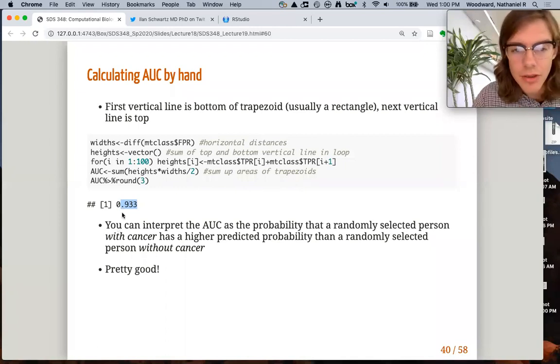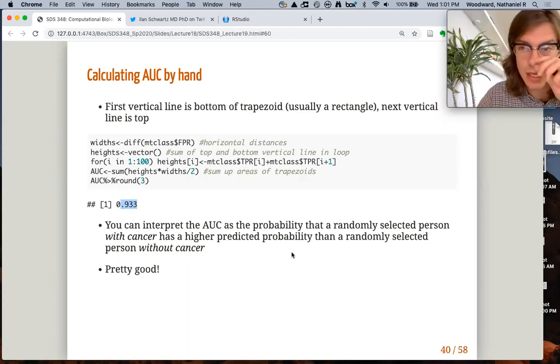So when you get the area under the curve, I'm going to show y'all cutoffs, like this is a common cutoff for a good one or a bad one, right? And they're just rules of thumb. But think about it this way. You can totally interpret it this way. This number, 93.3%, is the probability that a randomly selected person who has cancer has a higher predicted probability from your model than a randomly selected person that doesn't have cancer.